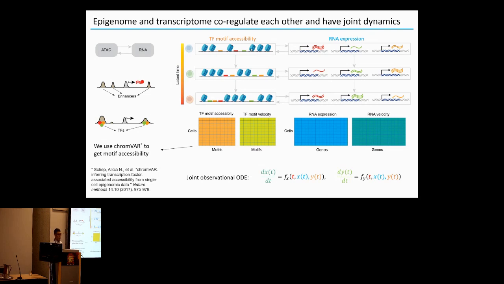We don't have any understanding of it. So we have this full matrix of RNA expression and motif accessibility. We have some partial knowledge about the RNA velocity from scVelo, which we use to guide the dynamics. And a byproduct of this model is motif velocity, which is the rate of change in motif accessibility. We call it motif velocity.